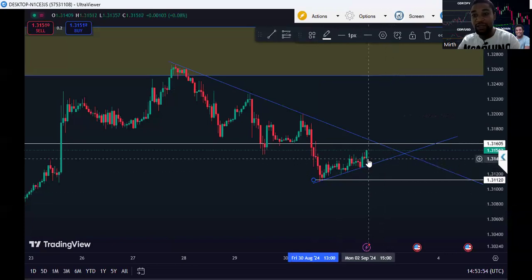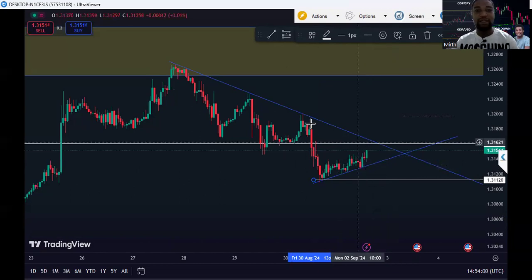However, my bias for now, as of the moment, is that we are bearish on GBP/USD. That is my analysis for today.